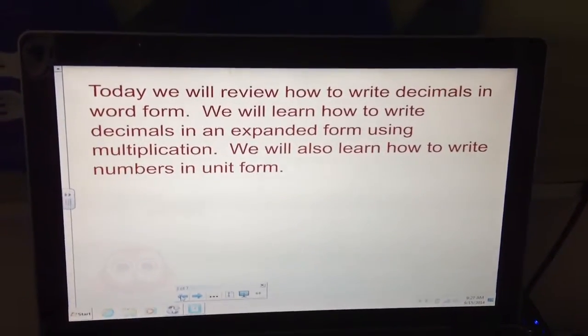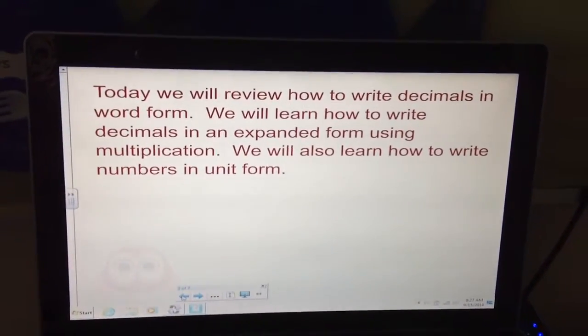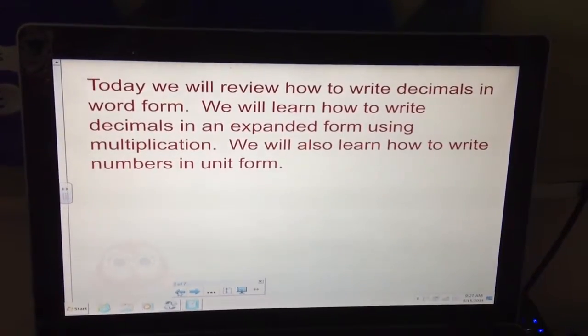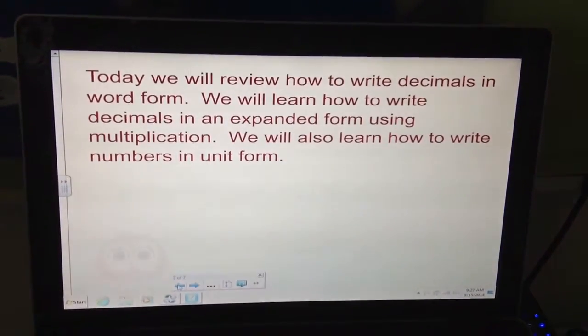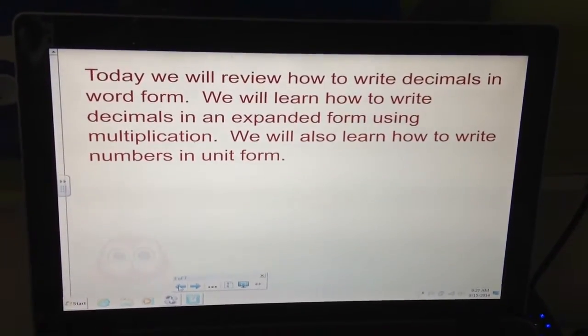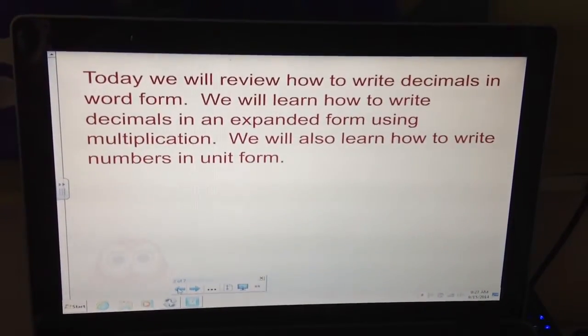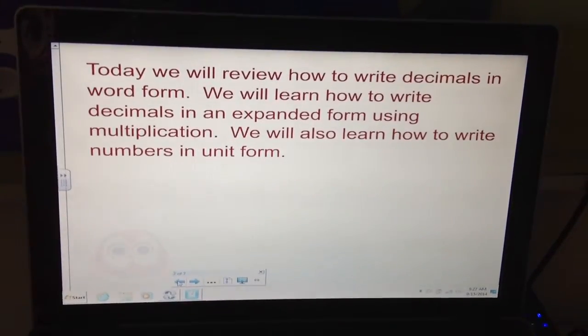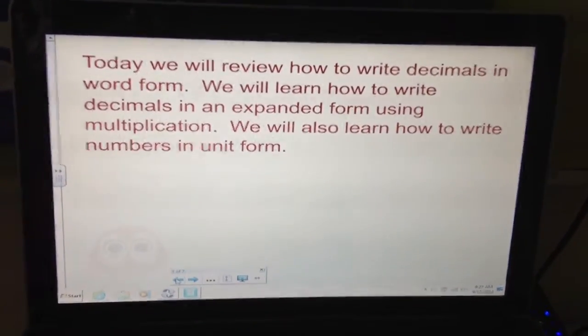Today we're going to review how to write decimals in word form, so you'll see some of that on your homework. We're also going to look at writing decimals in expanded form, this time using multiplication. And we're also going to look at writing numbers in something called unit form. So we're going to start with unit form.